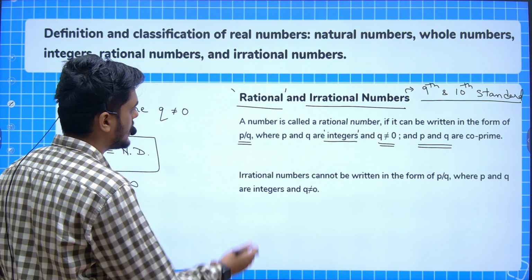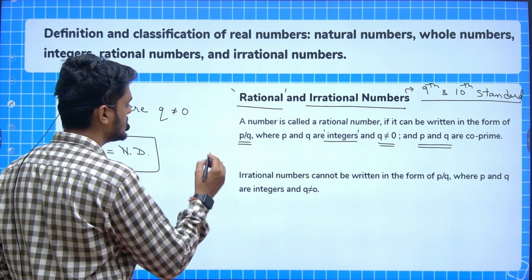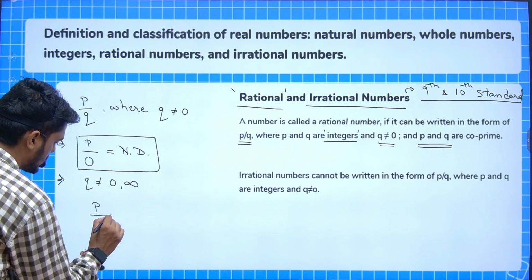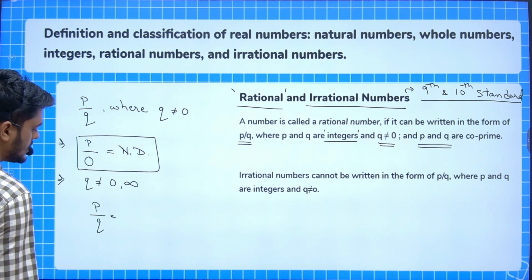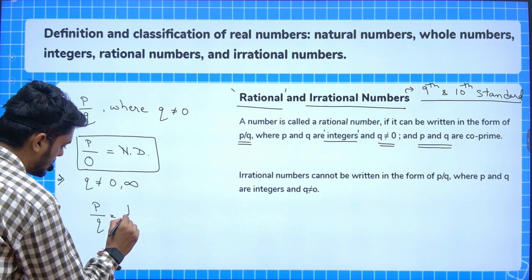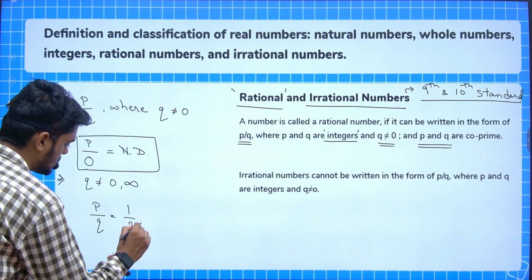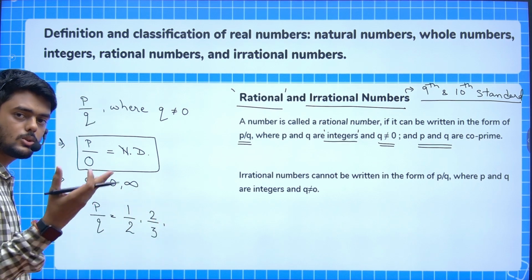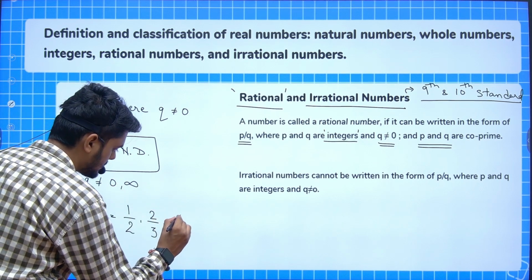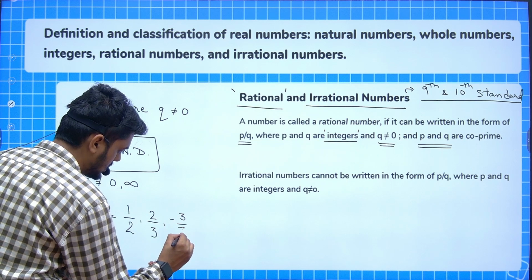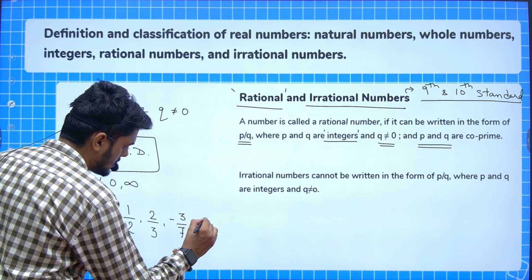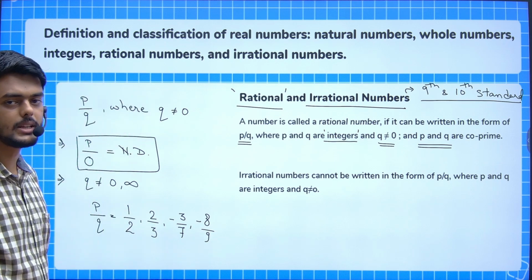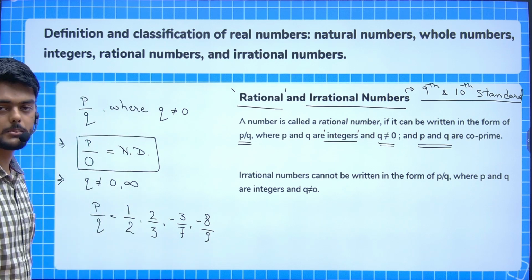Let us have some examples of rational numbers. We can write any number apart from 0 and infinity. For example, 1 by 2, 2 by 3. We can also include negative quantities as well. Minus 3 by 7, minus 8 by 9, and so on. There are many examples of rational numbers.